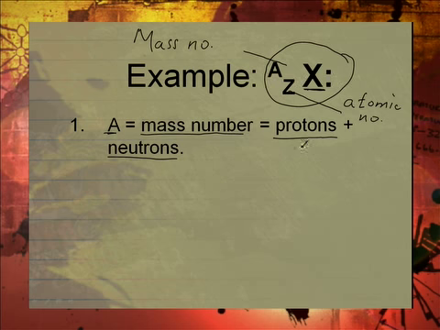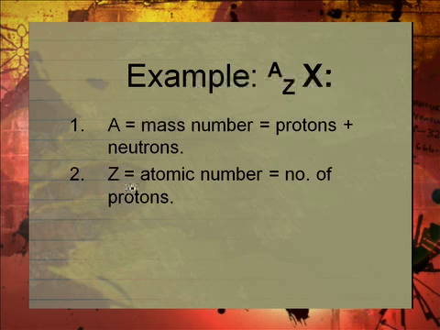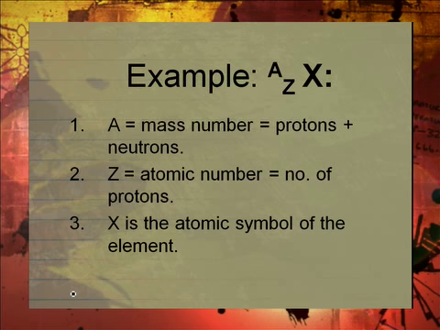And we know that these two are nucleic properties. In other words, they are found in the nucleus of the atom. Now another thing that we need to be aware of is the Z. This is the atomic number, and this tells us the number of protons that are in the atom, again, protons in the nucleus of the atom. X is the atomic symbol of the element.